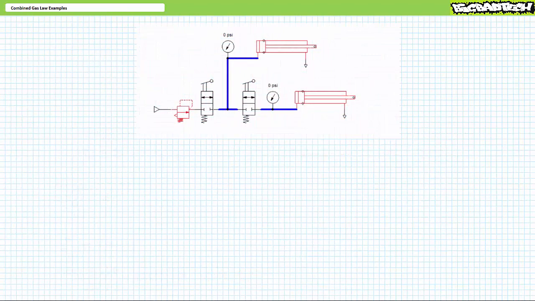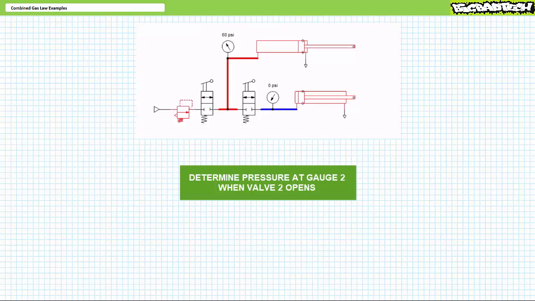Problem 2. This is a pretty fun one. Consider this simple pneumatic circuit consisting of two identical unloaded cylinders. The regulator is set to 60 psi. When I open valve 1, unloaded cylinder 1 extends, and pressure in gauge 1 rises and stabilizes at 60 psi, as one might expect. If I close valve 1, cylinder 1 remains extended, and pressure gauge 1 remains at 60 psi. All right, here's two questions. What happens to unloaded cylinder 2, and what does pressure gauge 2 read if I open valve 2?